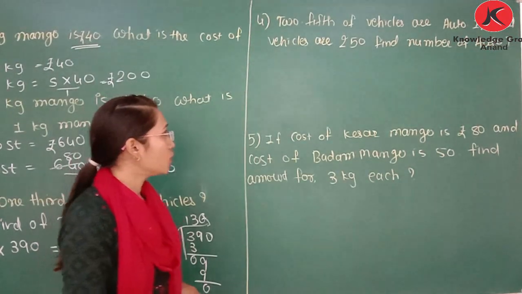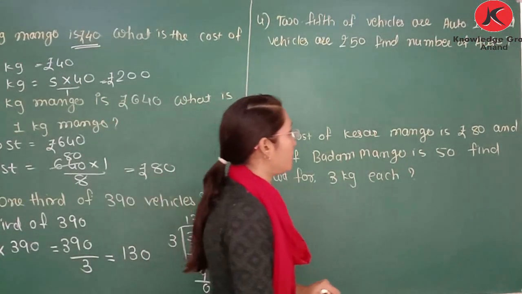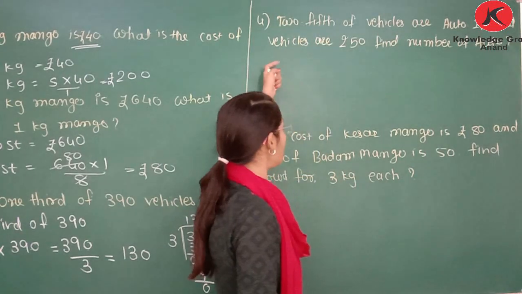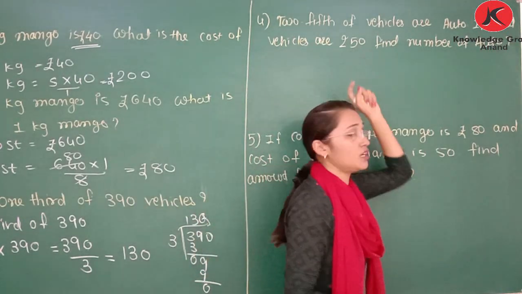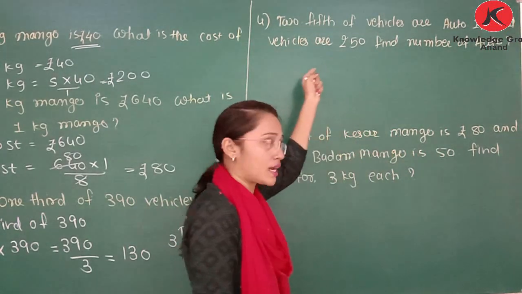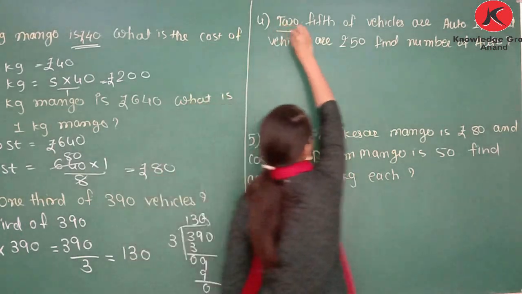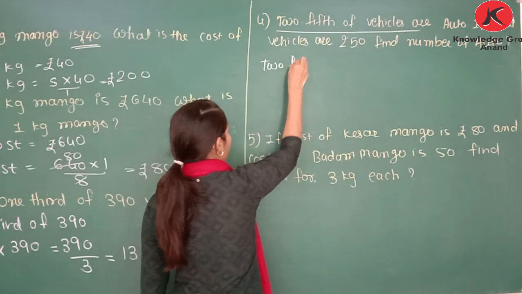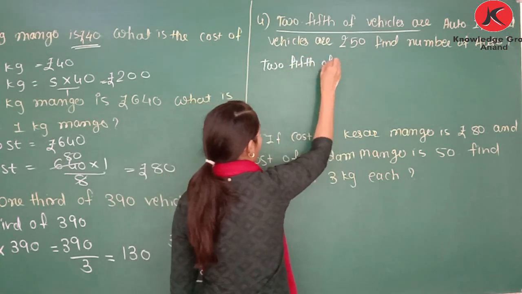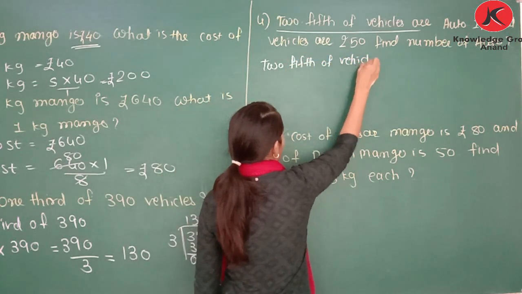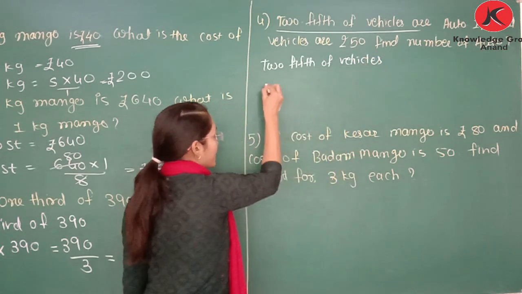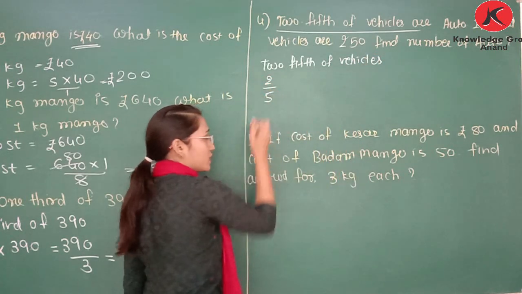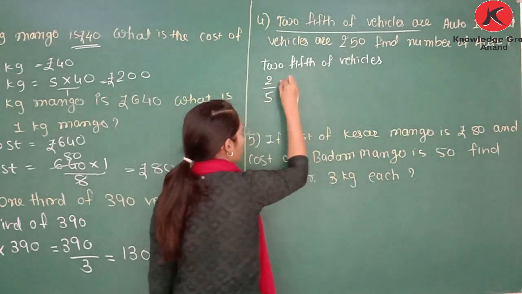Now the fourth one: 2/5 of vehicles are auto. If total vehicles are 250, find the number of autos. We also saw this kind of example. What is the statement? 2/5 of vehicles. So we need to write 2/5 of vehicles. But how many vehicles do we have? Vehicles are 250.